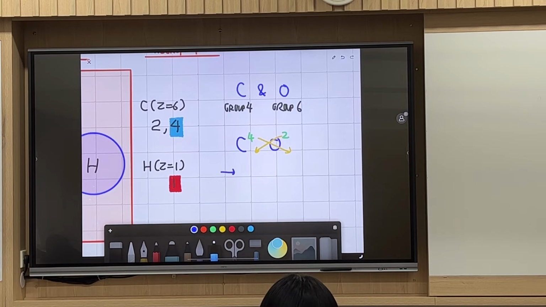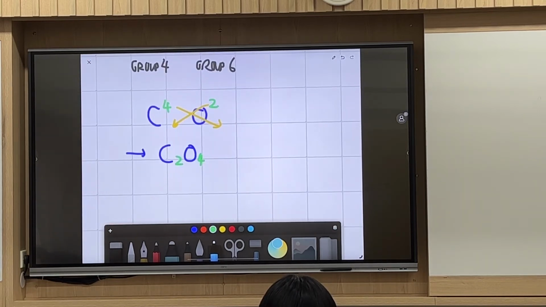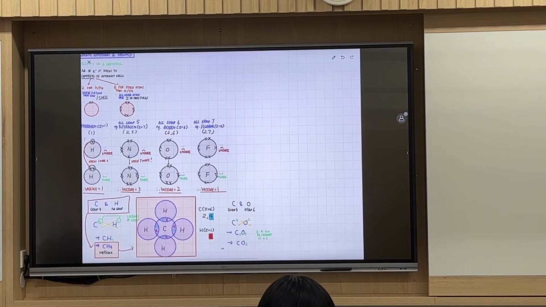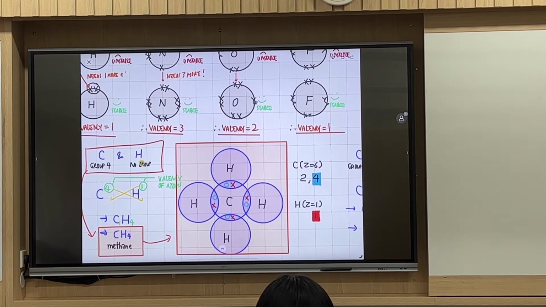Initially you get C2O4, but once you realize that these are ratios, so 2 to 4 can be simplified as 1 to 2, you will get to your next answer, CO2. So now, can you show me the electron structure? We have to integrate everything we learn. They are not separate concepts. Like this drawing, they are connected, you see all these.